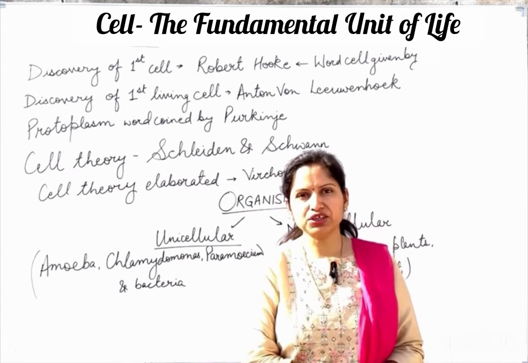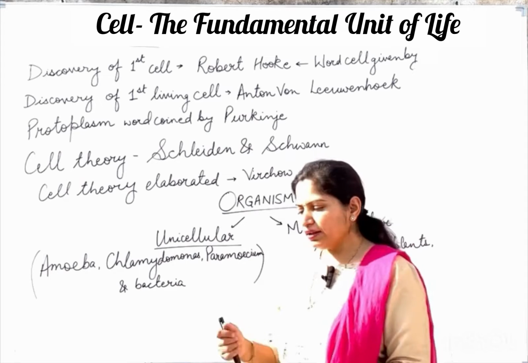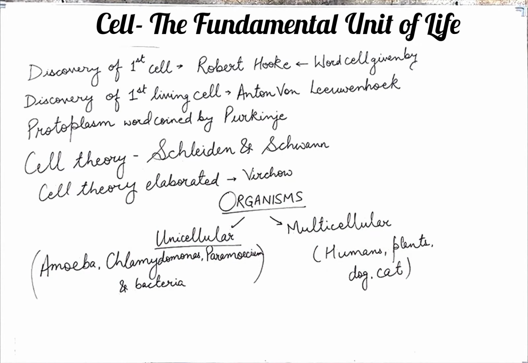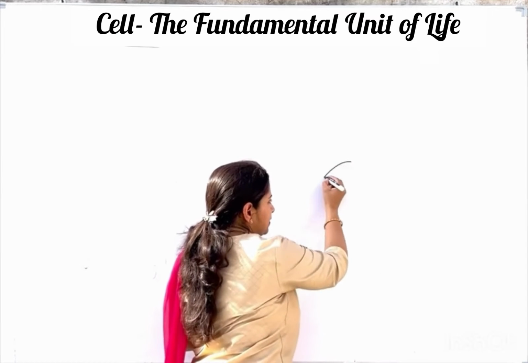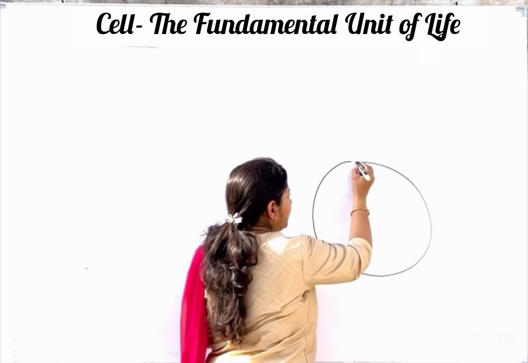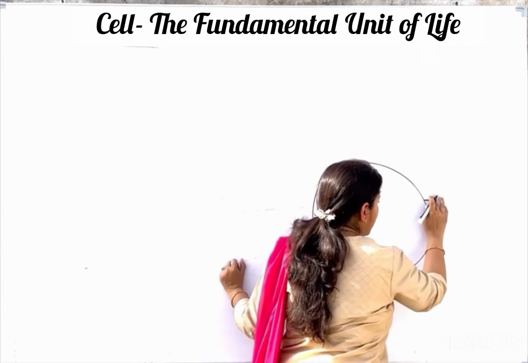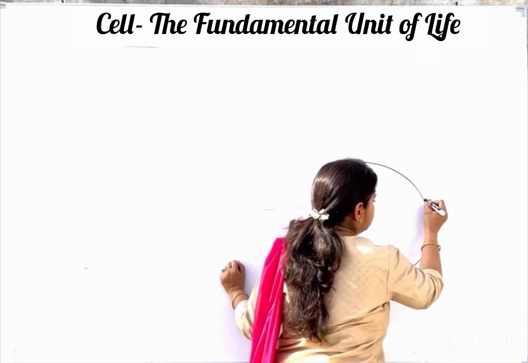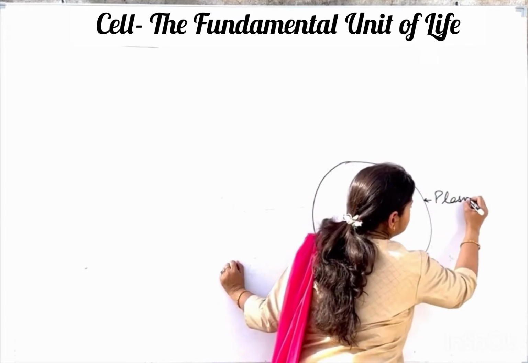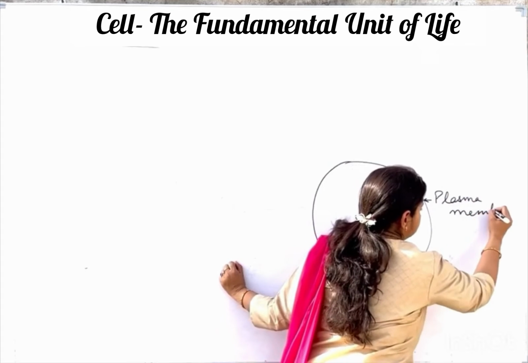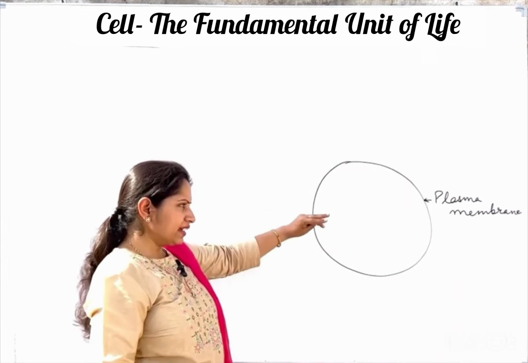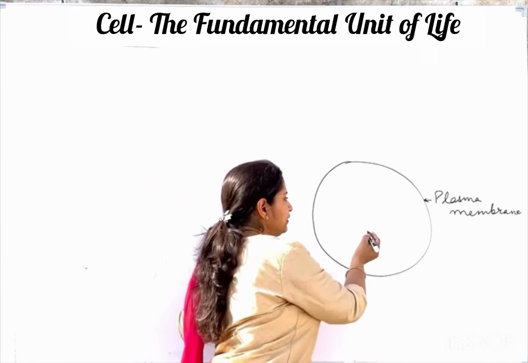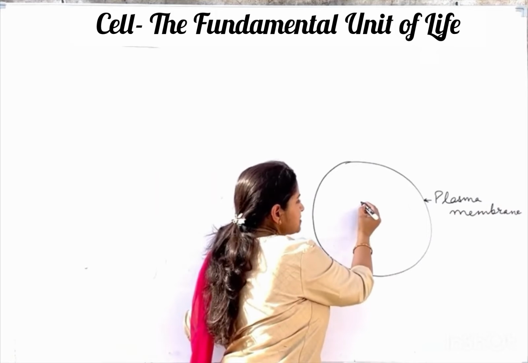We'll just start with the study of plasma membrane. But before that, if you want, you can take a screenshot so that you will have everything in one place. Every cell has an outer layer around it, and this layer is known as plasma membrane. What is this layer called? Plasma membrane.